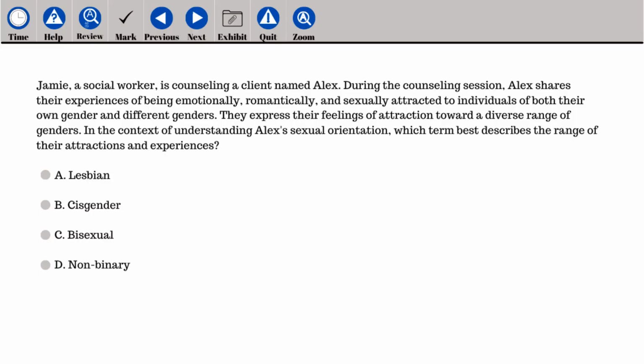Jamie, a social worker, is counseling a client named Alex. During the counseling session, Alex shares their experiences of being emotionally, romantically, and sexually attracted to individuals of both their own gender and different genders. They express their feelings of attraction toward a diverse range of genders. In the context of understanding Alex's sexual orientation, which term best describes the range of their attractions and experiences? A. Lesbian, B. Cisgender, C. Bisexual, D. Non-binary.